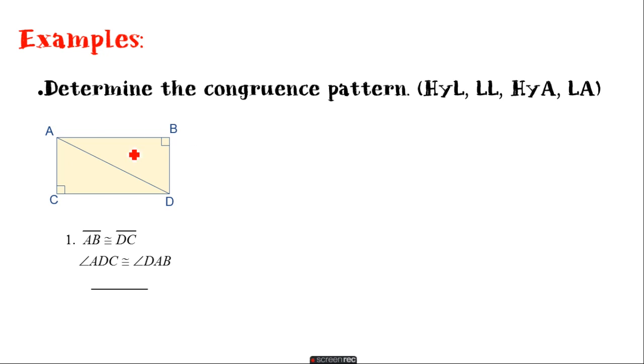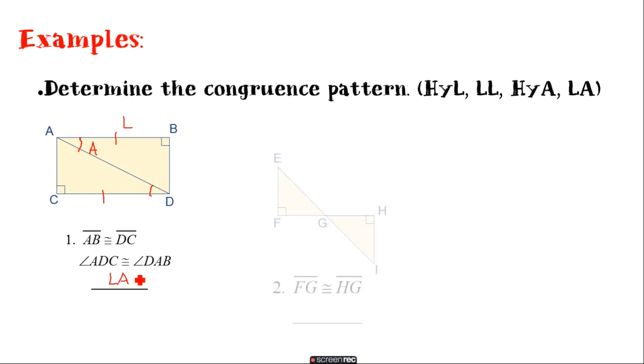So given this, side AB is congruent to side DC. Now, if you look at these tick marks and the parts of the right triangle, we can say that these are the legs, correct? And we have angle ADC congruent to angle DAB. So, therefore, this is a leg and this is an acute angle. So, the answer is LA.